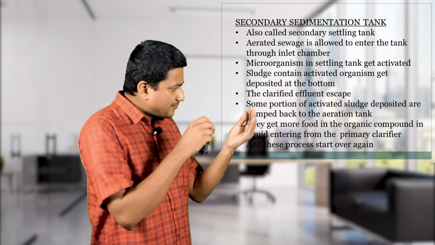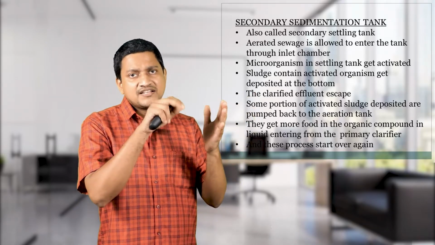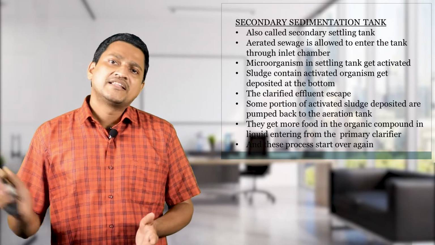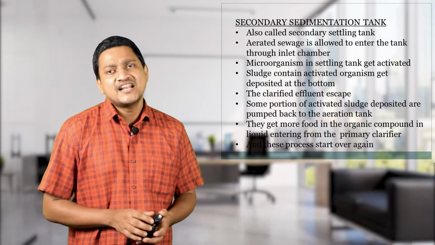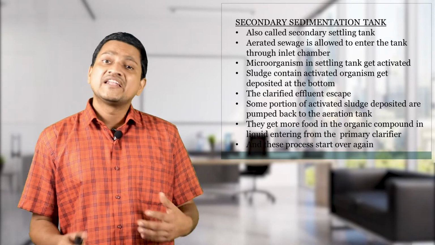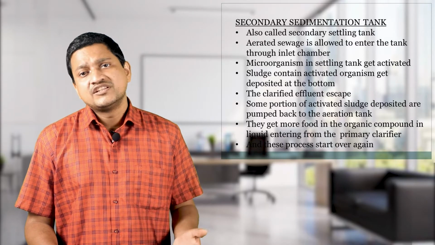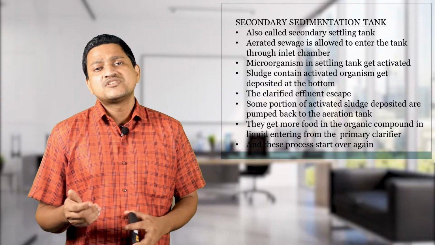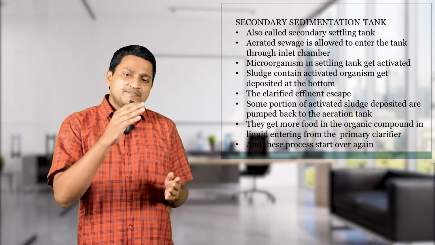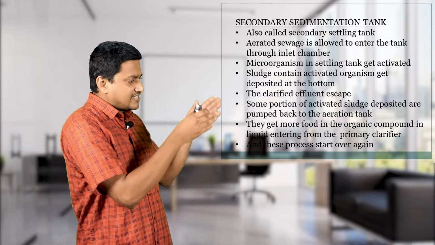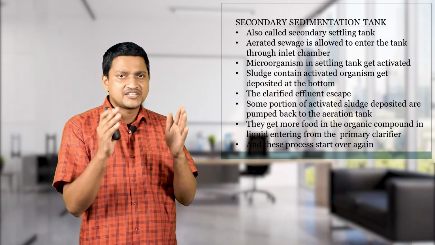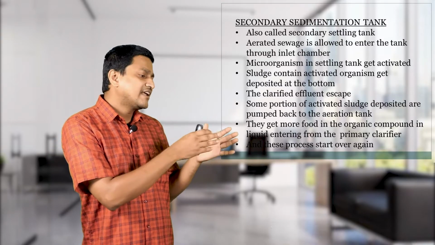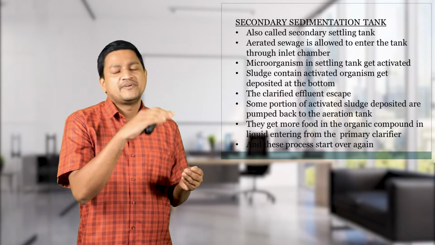First, wastewater comes from a tank, then it is activated, then it settles down. The clear effluent goes out through another pipe. Some portion of the activated sludge deposited is pumped back to the aeration tank. There they get more food, the organic compounds in the liquid entering from the primary clarifier, and this process starts over again. There are two tanks: first the aeration tank, then the sedimentation tank. First the water is aerated, and then this aerated water goes to the sedimentation tank.